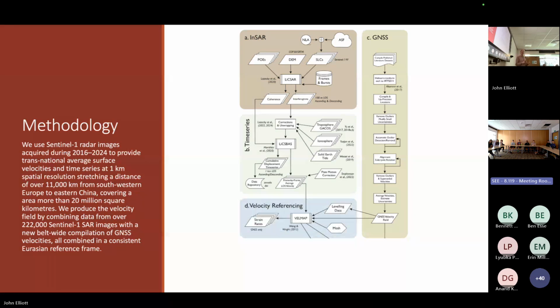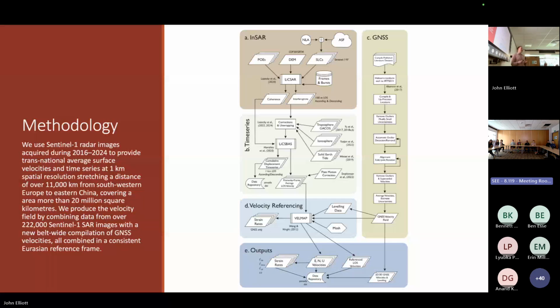And then through that, generate a velocity field, strain rate outputs, and the three components of velocity, so that they're all open data. So I'll go through each of these steps in detail about how we achieve this, starting with the GNSS compilation.